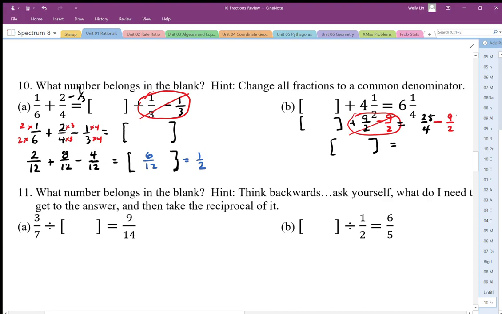Okay, we need a common denominator, so I'm going to do times by 2, times by 2. So I get 25 over 4 minus 18 over 4. Okay, well that works out to be, when I work that out, 25 minus 18 is 7. So I get this answer of 7 over 4. And in this case here, that's as low as I can go. So this is going to be my final answer here.